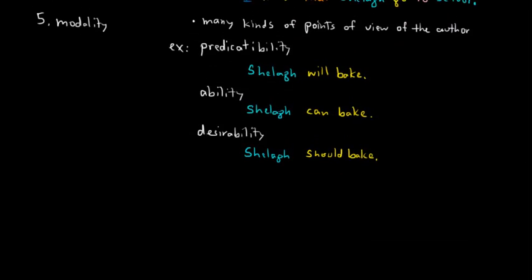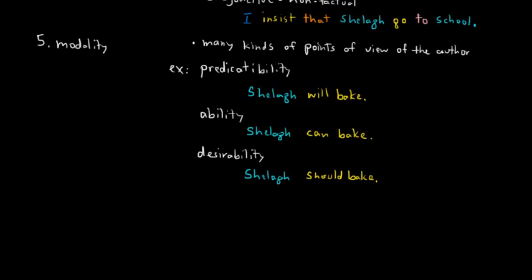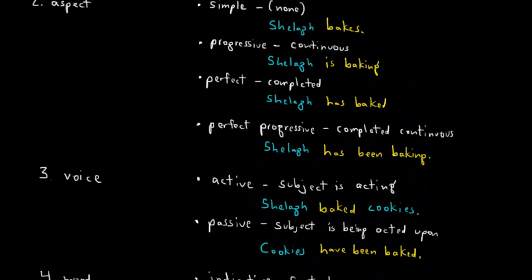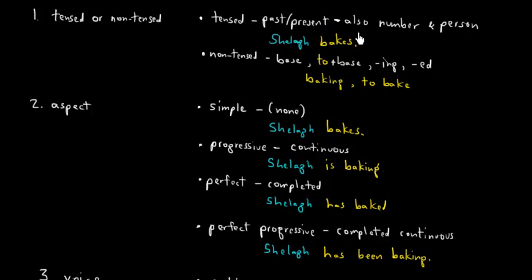But like I said, there's more than one way of doing that. And modality is a characteristic that comes in very handy. It allows us to make some very subtle statements in our verb phrases. So okay, just a quick review of the characteristics. It can be tensed or non-tensed. Tensed means past or present, and number and person. So all 3 of those.